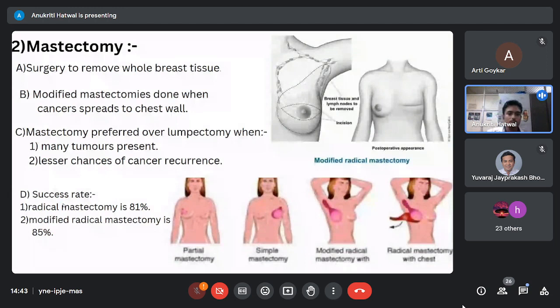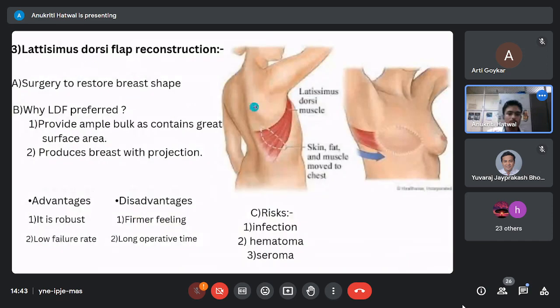Now, to the latest one, flap reconstruction. It is performed in women who have undergone breast surgery who want to restore their breast appearance. In the procedure, the skin, fat, and the muscle from the upper back region is moved to the front of the chest with the blood vessels intact. The latissimus dorsi flap is preferred over other flaps as it provides ample bulk for the reconstruction because of its greater surface area and produces the breast with projection.